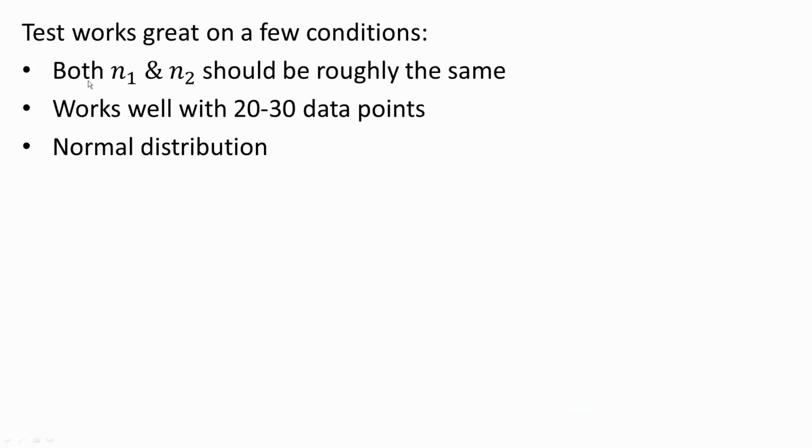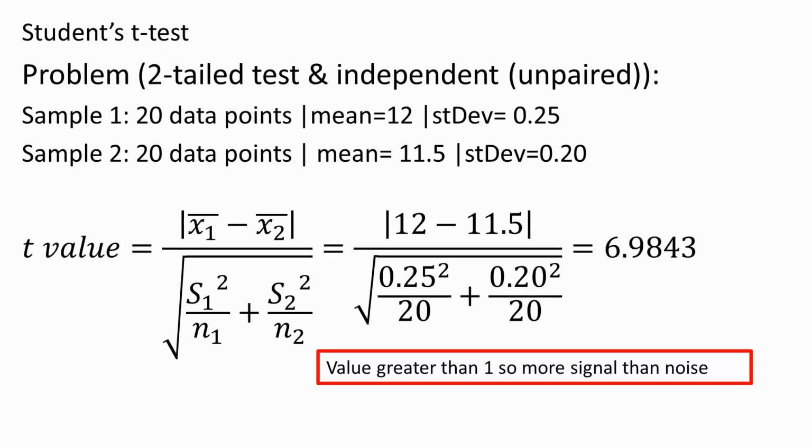Further, when should we use a Student's t-test? These are the conditions where it works best: when n1 and n2 should be roughly the same. Also, we should have around 20 to 30 data points, and we have a normal distribution. And now we'll go back to the problem we saw on slide 1.